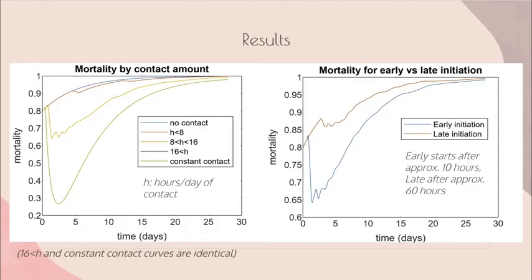Here are the output curves for the experimental groups just mentioned. For example, on the graph on the left, the purple and green lines are overlaid on top of each other. This indicates that the group which had very high contact levels per day had essentially the same mortality rates as the group which had constant contact.